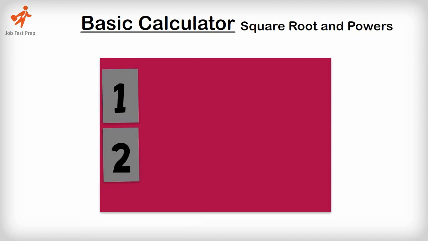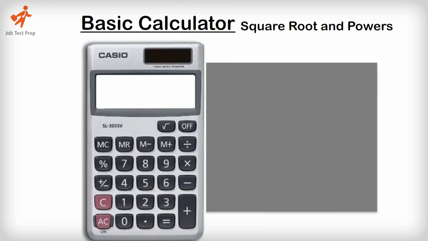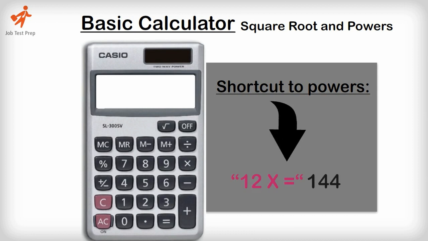Square root and powers. Some calculators require you to press the square root button before you type the number you wish to square root, whereas others require the opposite. Test out your calculator before you begin your test to avoid pressing it incorrectly. Here is a nice shortcut to powers. If you press the X multiplication sign after a number and then the equal sign, you will get the result of the second power of that number, e.g. 12 times equals 144.